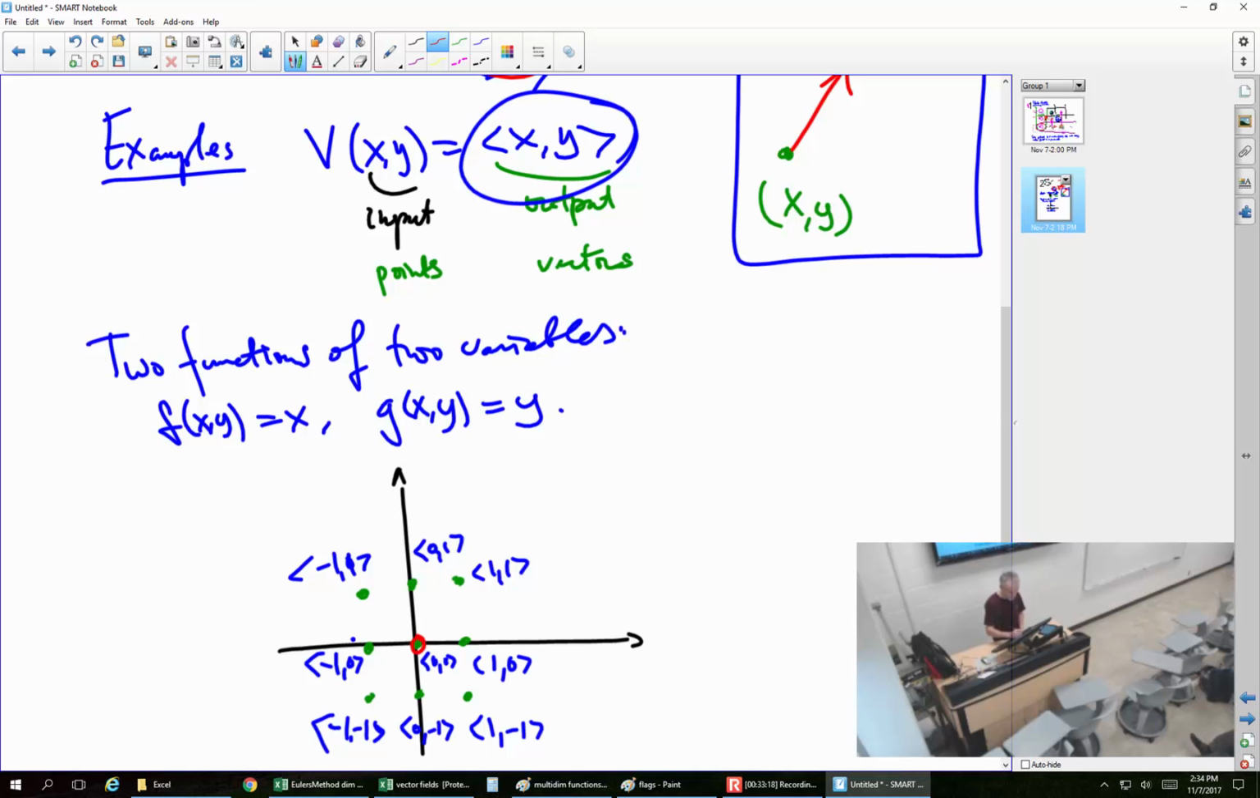Okay, so 1, 1, looking like this, right? Vector 1, 1, 0, 1, like that. Negative 1, 0. That's negative 1, 1. Negative 1, 0. Negative 1, 1. Negative 1, negative 1. 0, negative 1, and 1, negative 1. Okay? So, and 1, 1, 1, 0. Okay? So, that's the sketch of the vector field. I have 9 points.